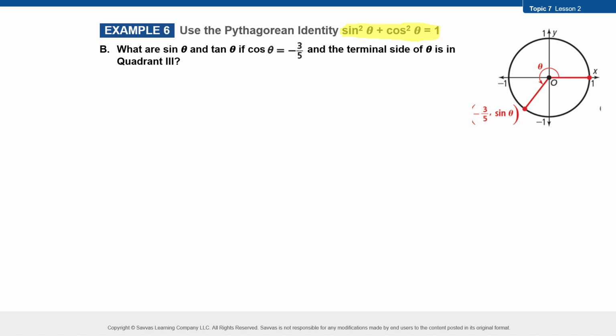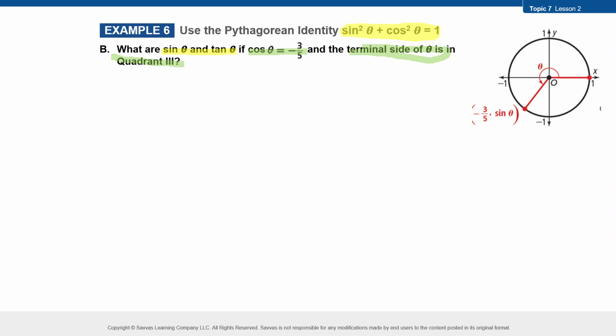So here's the question that asks us: what is sine theta and tan theta if cosine is negative 3/5 and the terminal side of theta is in quadrant number 3? So what is it telling us to do? Find sine theta and tangent of theta. And our given, we have cosine of theta being negative 3/5, and the terminal side of theta is in quadrant 3.